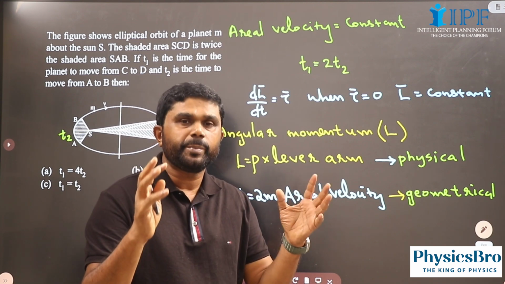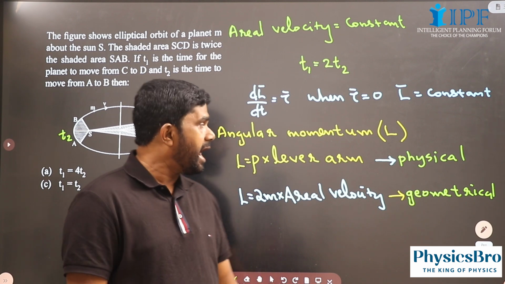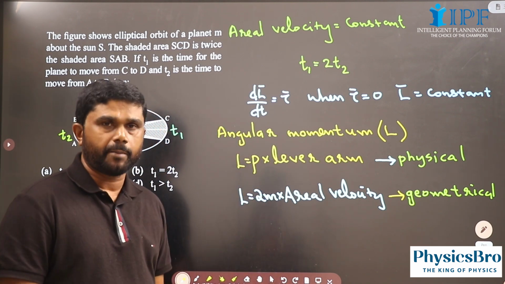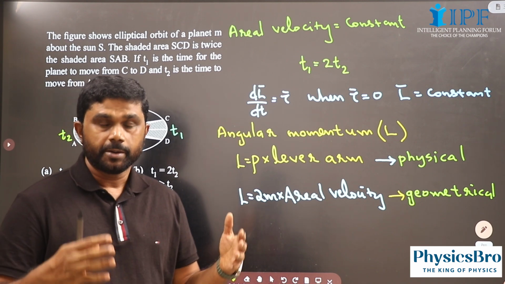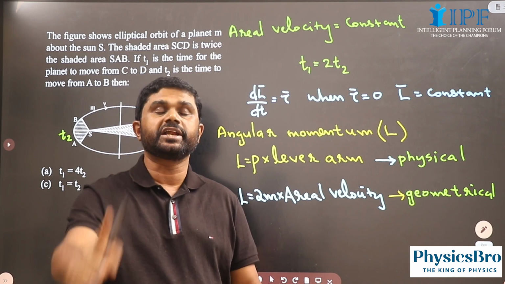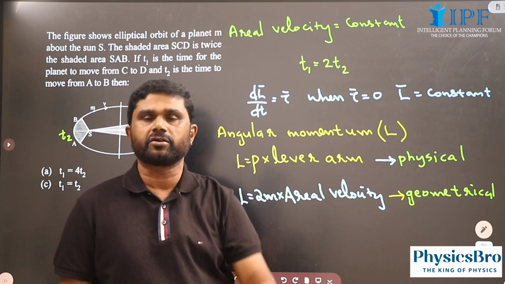See, what do you mean by angular momentum? You can answer this question in two different ways. Angular momentum is the product of linear momentum P and lever arm. Lever arm means the perpendicular distance. What perpendicular distance? The perpendicular distance from the axis to the line along which the linear momentum is acting. This is called the physical meaning of angular momentum.